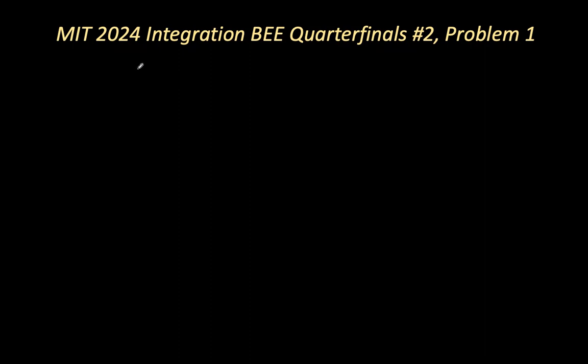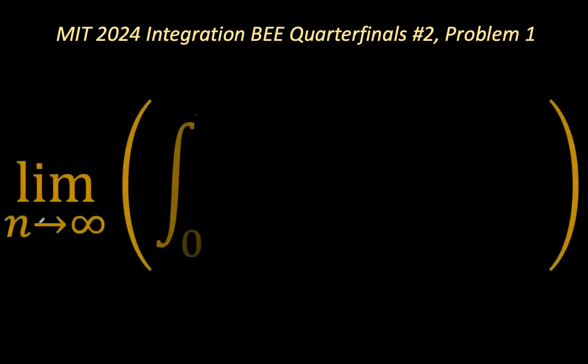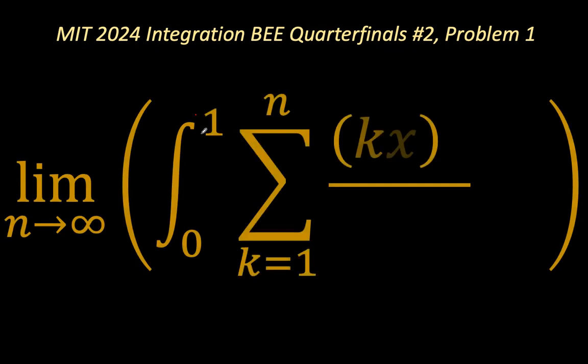So today's problem comes from the MIT 2024 Integration Bee Quarterfinals, problem number 2, which is what we'll be focusing on today. It is the limit as n tends to infinity of the integral from x equals 0 to x equals 1 of the summation from k equals 1 to n of kx to the power 4 over n to the power 5. So this is a very interesting problem.